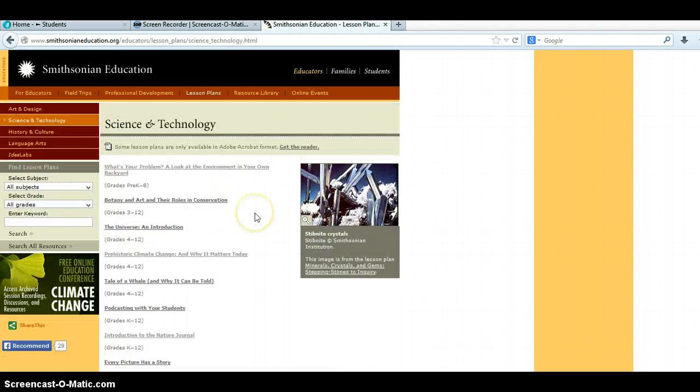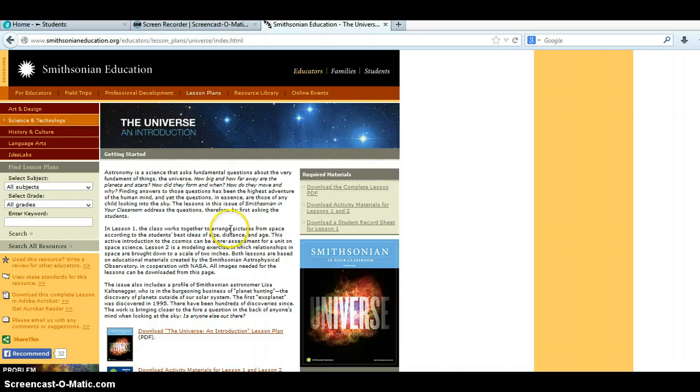And then if we go back, I like this one too. It talks about the universe. And there are complete lesson plans over to the right that you can do, and activities that go along with it.